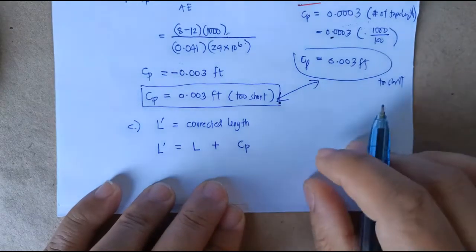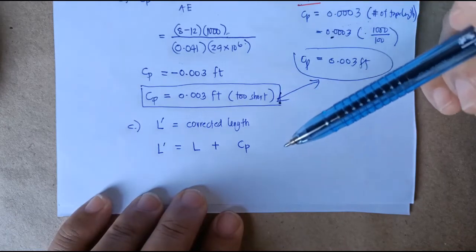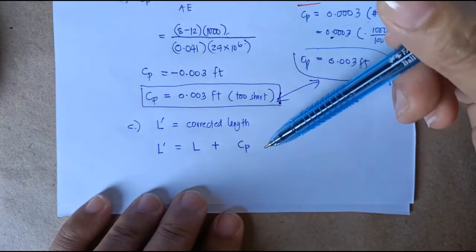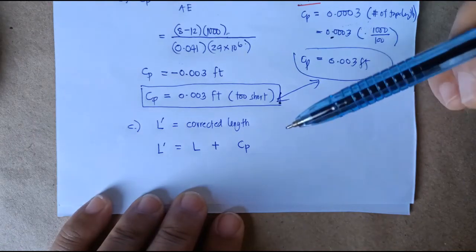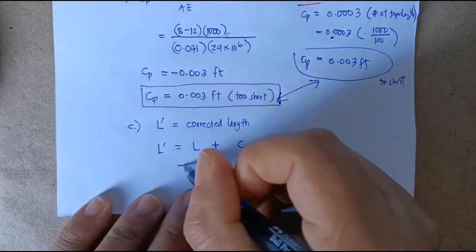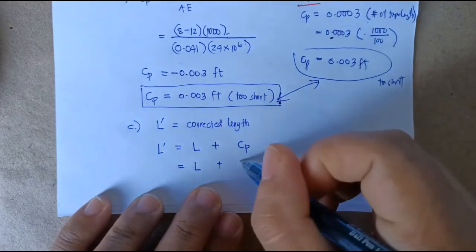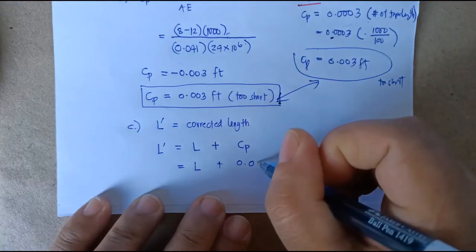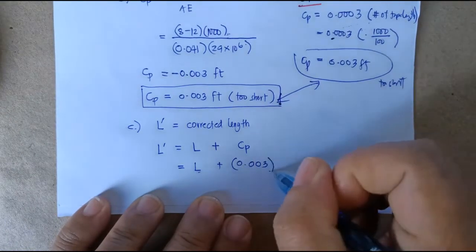Add the correction, and you have CP. This is also the purpose why it is always better to write the absolute value of the correction instead of bringing the sign, because it will lead to confusion. So what is CP here? CP is this one, the total, not the per tape length. It's already the total correction. This is in feet. Of course it will give you feet.